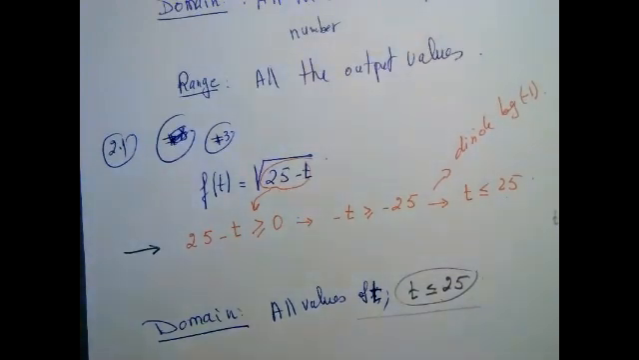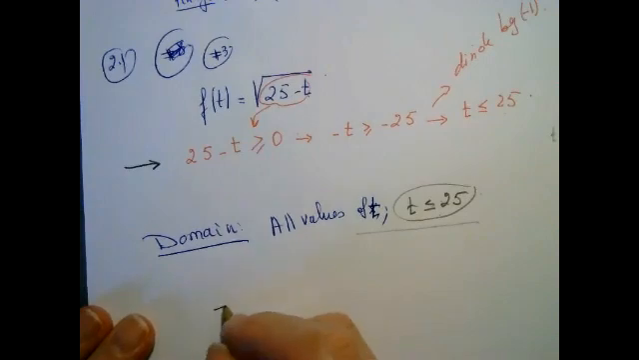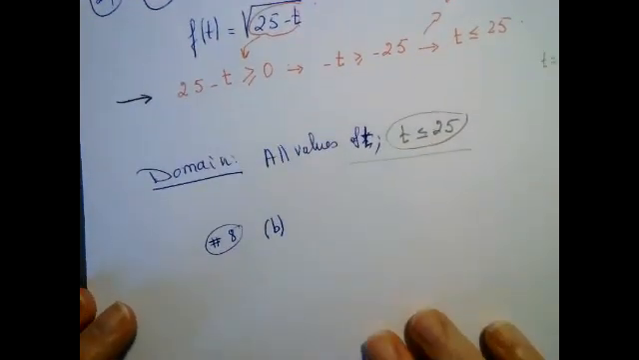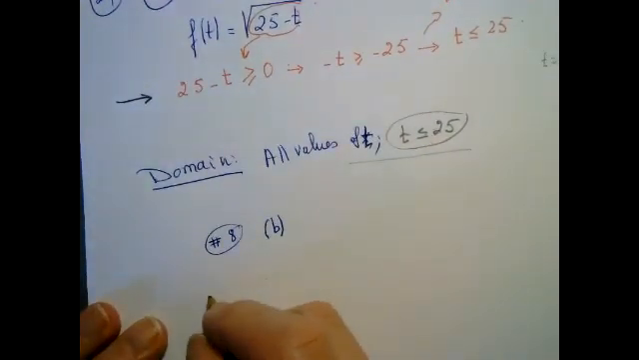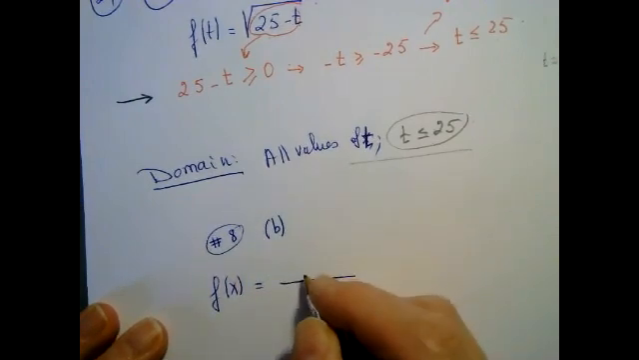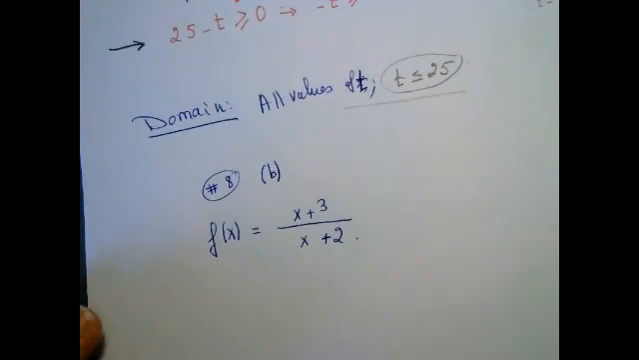Okay, and problem number 2, and then I will pick up number 8 because it's combining the two ideas together. For example, number 8, part B, and then I will do D. B is f of x equals x plus 3 over x plus 2. And the question is the domain.